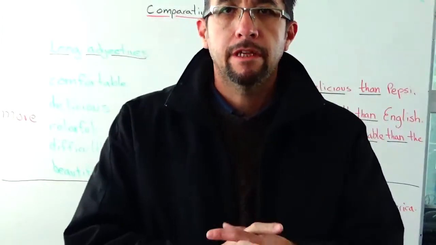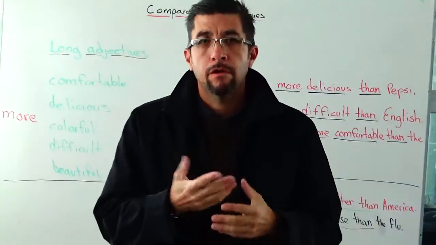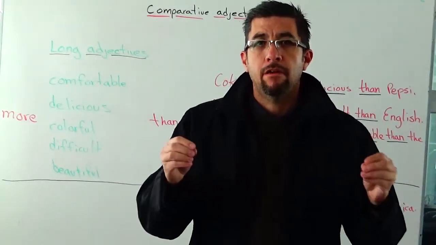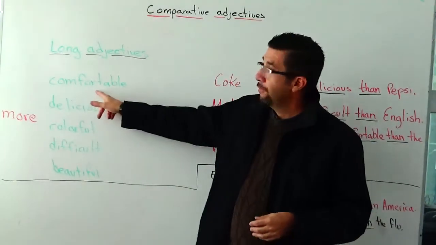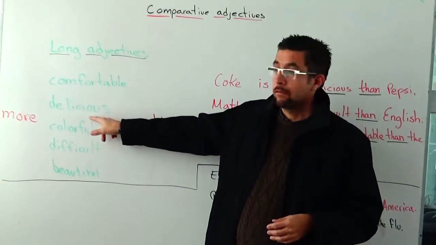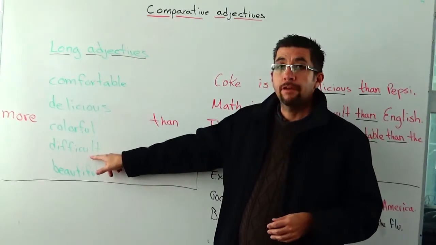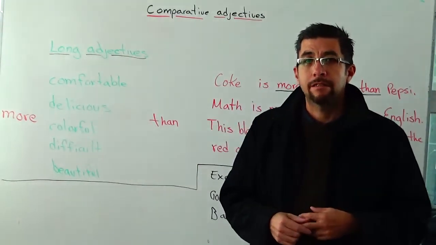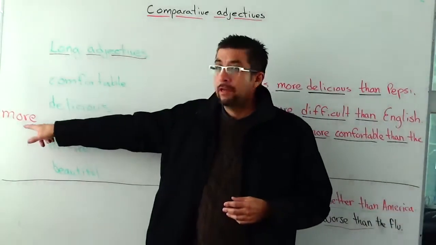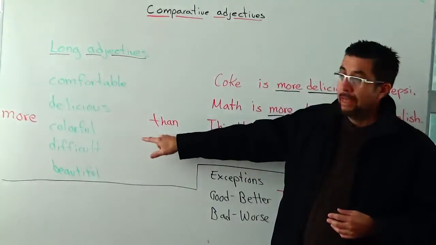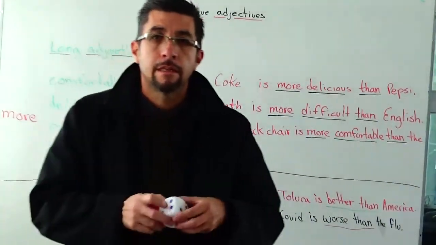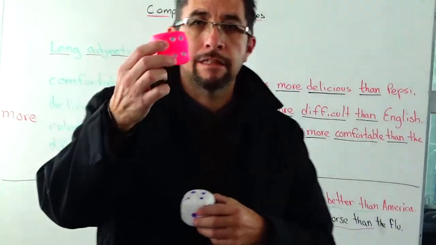Okay, guys, as a second part of this lesson, we're going to go through long adjectives. The rule changes when we have long adjectives. Examples: comfortable, delicious, colorful, difficult, beautiful. These are adjectives that have more than one syllable. So in this case, we're going to use more to make the comparative. For example, this dice is more colorful than the white one.